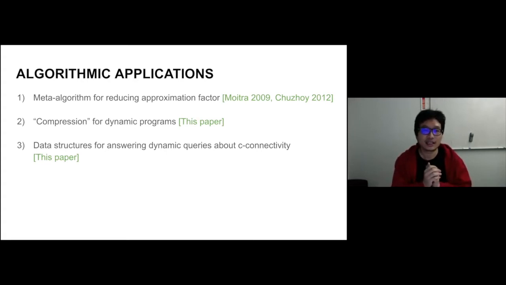And so in this talk, I will show you that there are actually two more applications that you can get from this object, even the parameterized version of this object. It can be used to compress the dynamic program table, and also for answering fast dynamic queries.